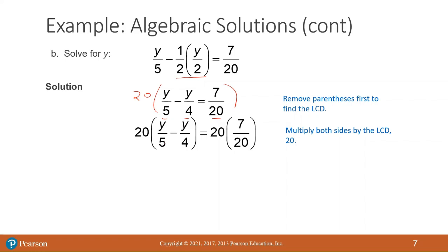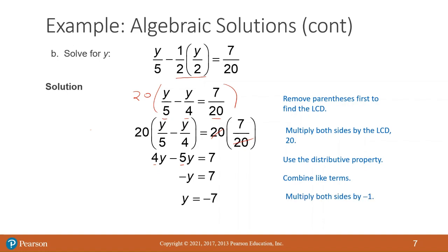So we'll have 20 times y over 5 minus y over 4 equals 20 times 7 over 20. The good thing about this is this 20 over 20 cancels itself out. What we can also see on the left-hand side is 20 divided by 5 is 4, and 20 divided by 4 is 5. So we wind up with 4y minus 5y equals 7. Now we just have to do 4y minus 5y, which is negative y. And negative y equals 7. We need to get y by itself, so I will divide by negative 1.